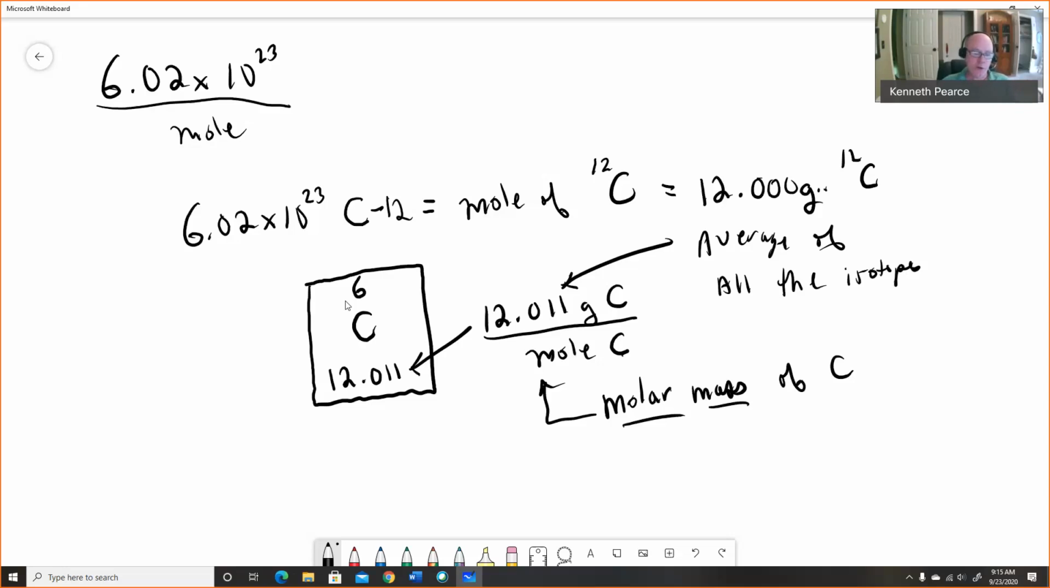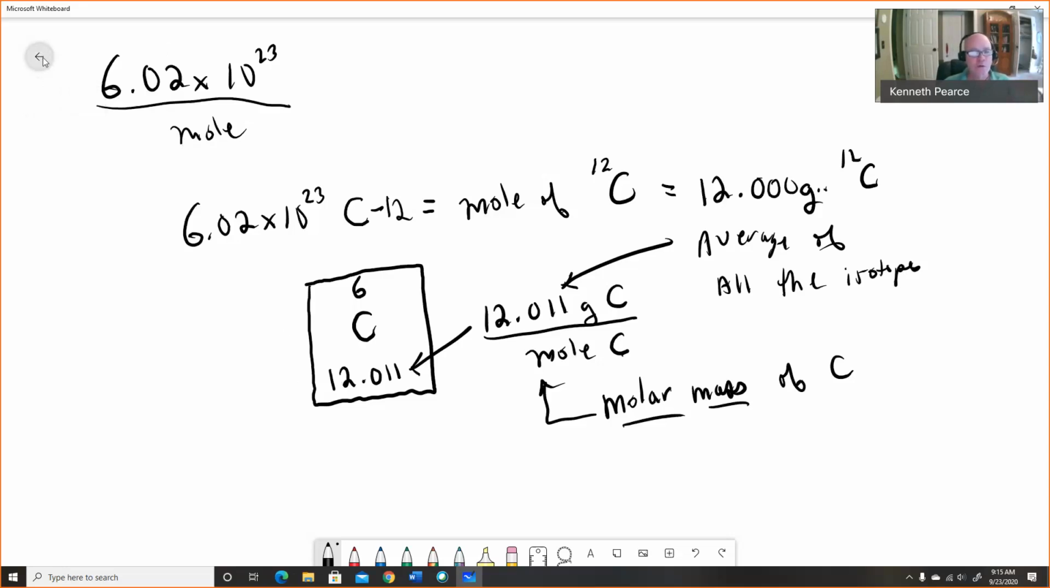Okay, and if you look below all the elements on the periodic table, you'll see a number down below that, and that actually corresponds to the number of grams per mole. And that is much more interesting and useful than 6.02 times 10 to the 23rd per mole, which is Avogadro's number. But you need that to be able to get to that number in grams per mole below carbon.